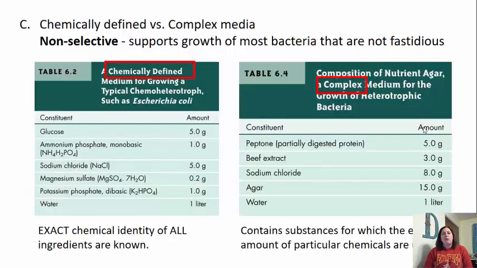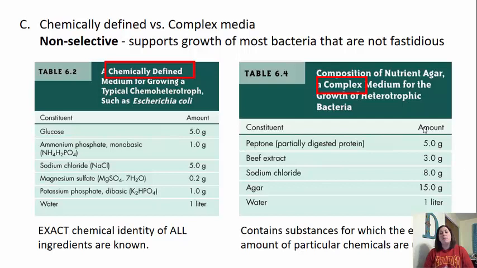So we can look at what we call chemically defined versus complex media. These are considered non-selective media because they support growth of most bacteria that are not fastidious or picky. When we look at chemically defined medium, we know exactly the chemical identity of all the ingredients. So we know exactly what's in it and we know what amounts are in it. If you'll notice here on this label, it's telling you specifically what's in each of these.